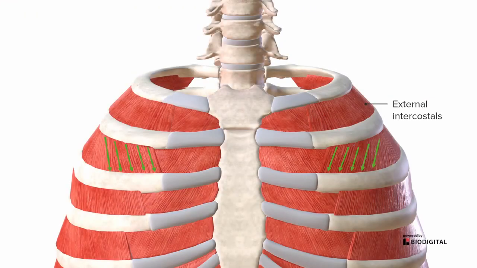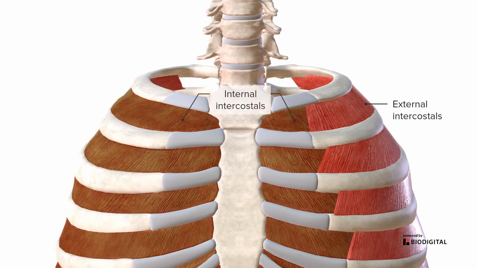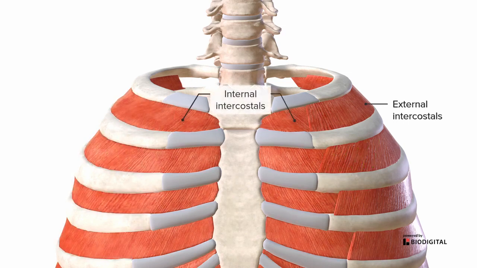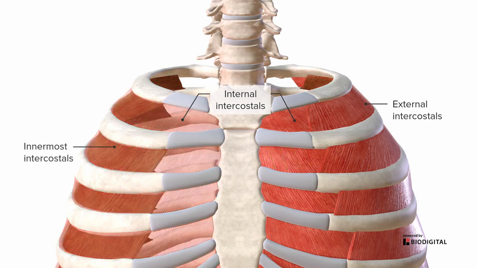If we go a layer deep to that, we have the internal intercostals. But their fibers run in the opposite direction. And so they're going to have the opposite effect. They're going to depress the rib cage, decreasing the thoracic cavity and causing exhalation. Finally, the deepest layer is the innermost intercostals. And their fibers have the same orientation as the internal, so they do the same thing.